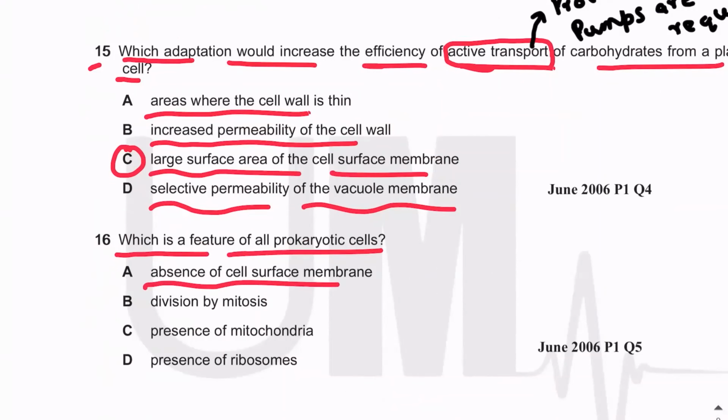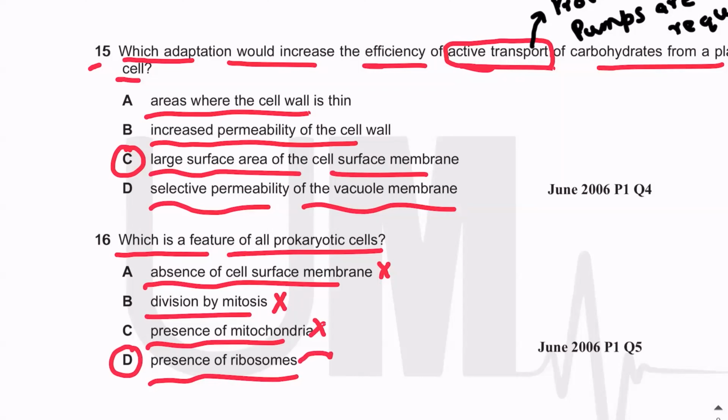Which is a feature of all prokaryotic cells? Absence of cell surface membrane? No. Cell surface membrane is present in all prokaryotic cells. Division by mitosis? No. Prokaryotes divide by binary fission. They don't divide by mitosis because they don't have a nucleus. Presence of mitochondria? They do not have mitochondria.